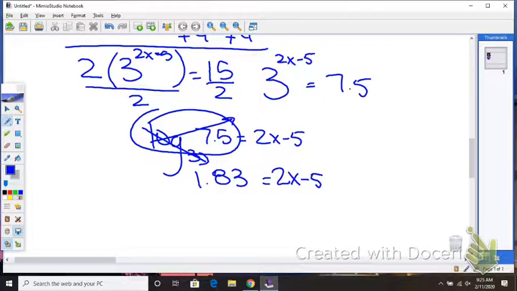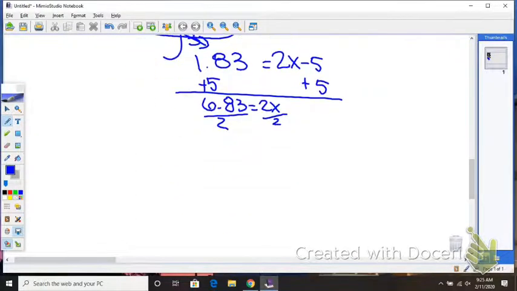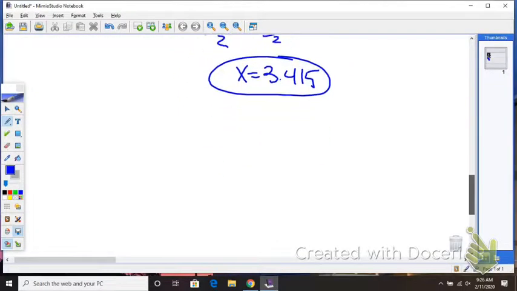And now I just have an Algebra 1 problem to deal with. So I'm going to add my 5 over. So I have 6.83 is equal to 2x. And I have to divide everything by 2. 3.1415. So the process was still the same. You just had a little extra math to do at the end. Never thought of that before. Well, you should.